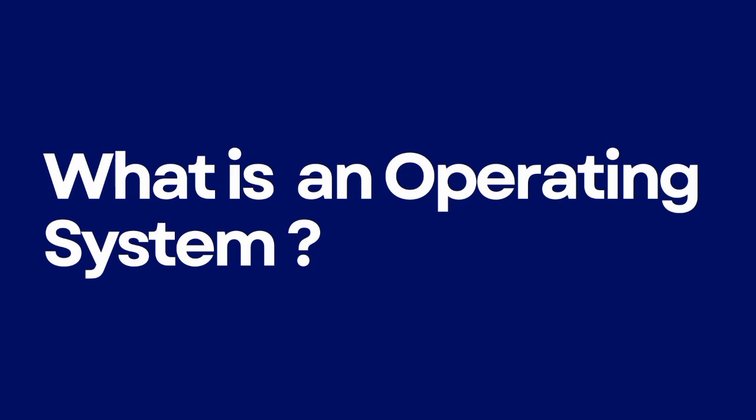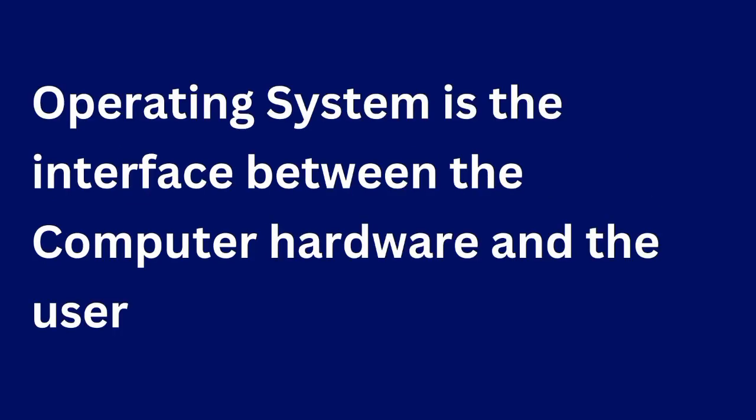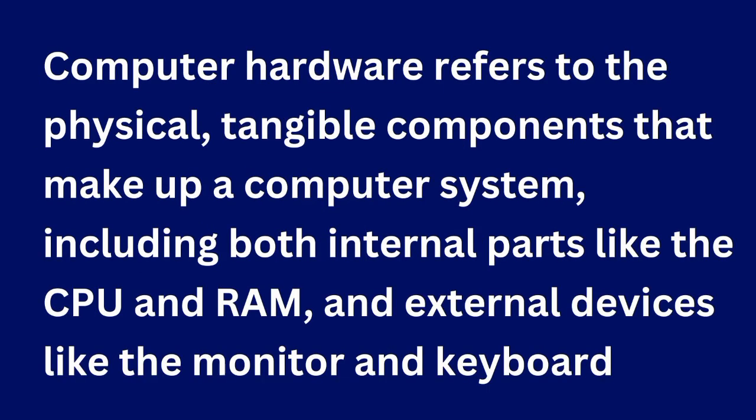So let me define it this way. An operating system is the interface between the computer hardware and the user. What is hardware? Hardware is things you can touch physically, like your keyboard, your mouse, your keypad. So the interface between this hardware and the user is what the operating system is all about. It's responsible for making the computer run as smoothly and efficiently as possible. And why do we say so?